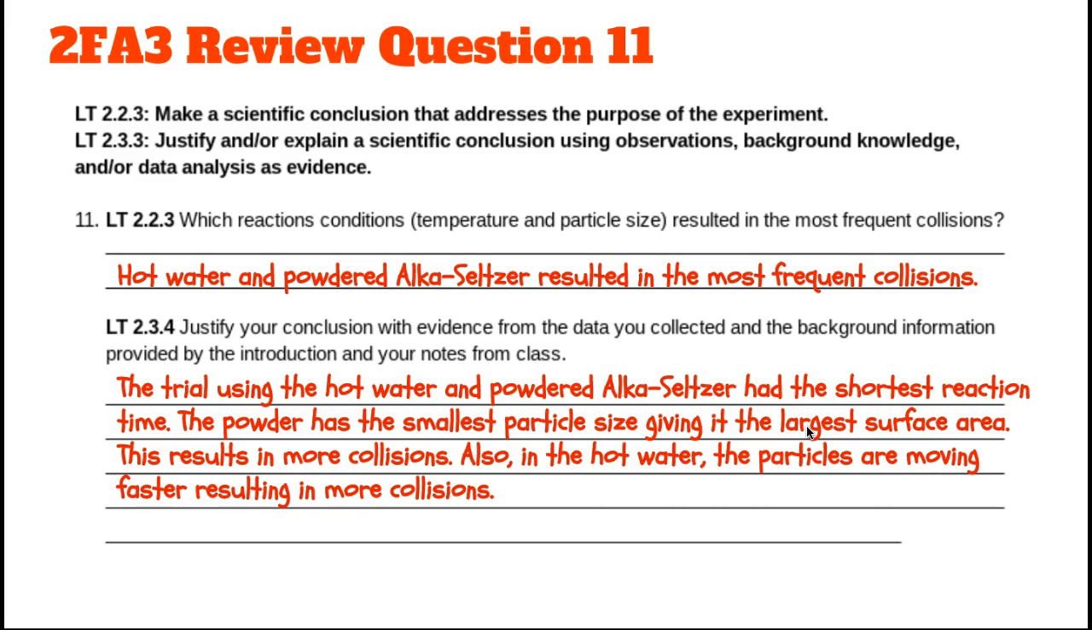And we know this because collisions are what cause chemical reactions to take place. So the faster the reaction, the more collisions must be happening. So we chose hot water and powdered because it had the shortest reaction time, and having the shortest reaction time must have meant that there were the most collisions, because the more collisions you have, the faster the reaction occurs.